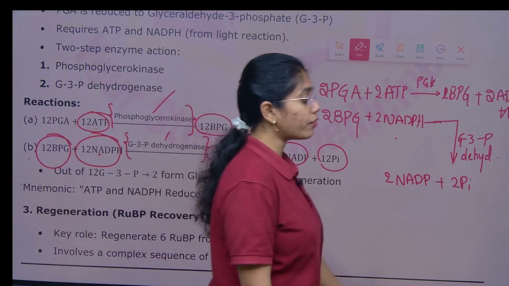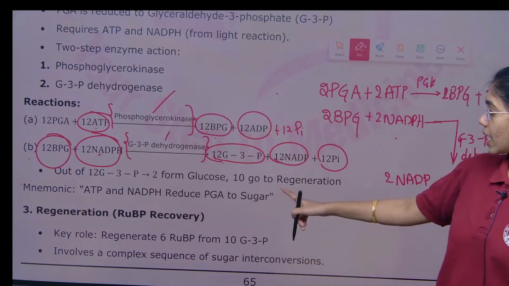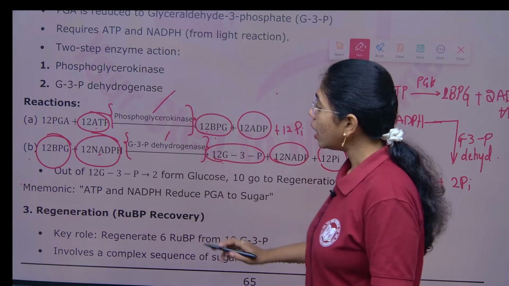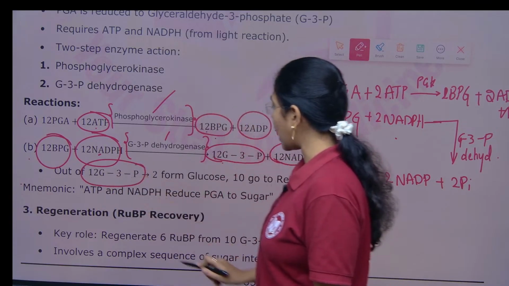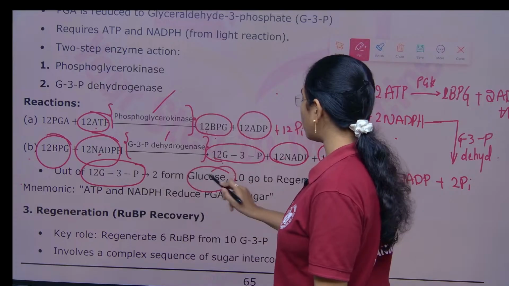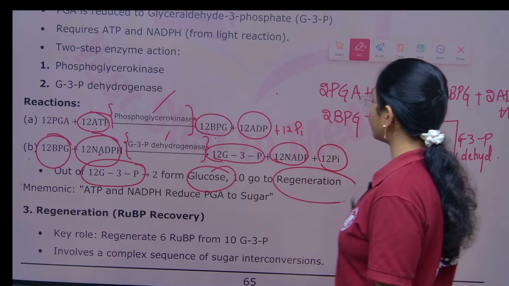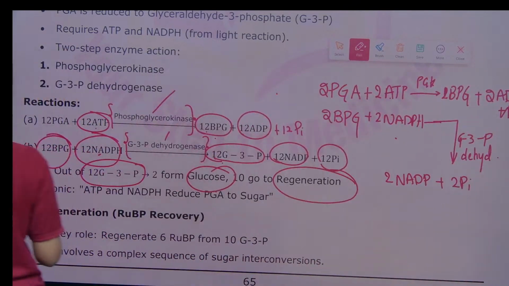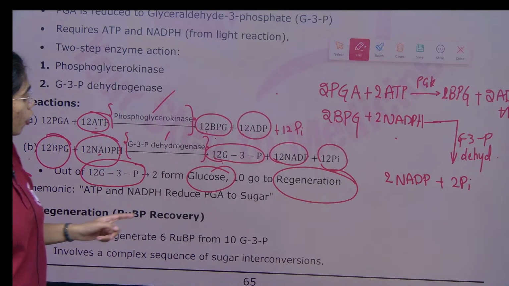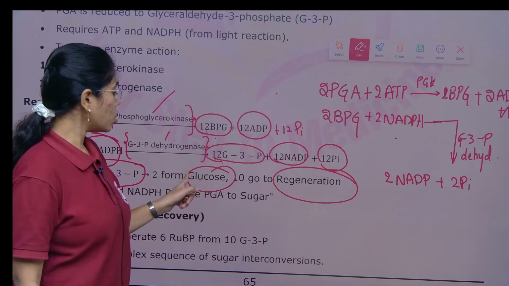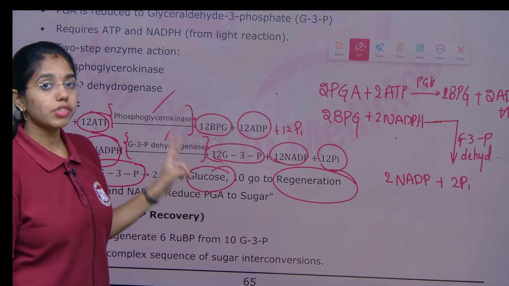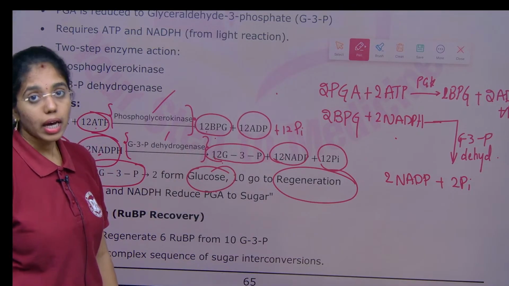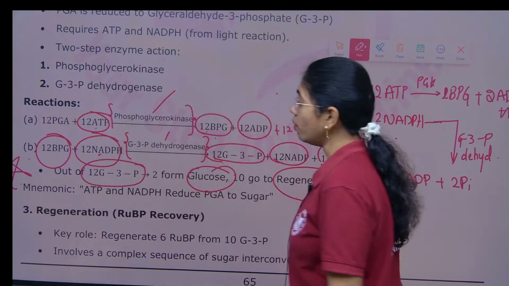So, at the end of reduction, what you are getting? 2 glyceraldehyde 3-phosphate. So, here you mention this point keenly. Out of 12 phosphoglyceric acid, 2 will form what? Glucose, and 10 molecules will go to regeneration. This point is very important. Out of 12 glyceraldehyde 3-phosphate, how many will go to formation of glucose? 2 molecules of G3P will go for the formation of glucose, and 10 molecules will go for regeneration. Okay, regeneration of RuBP.